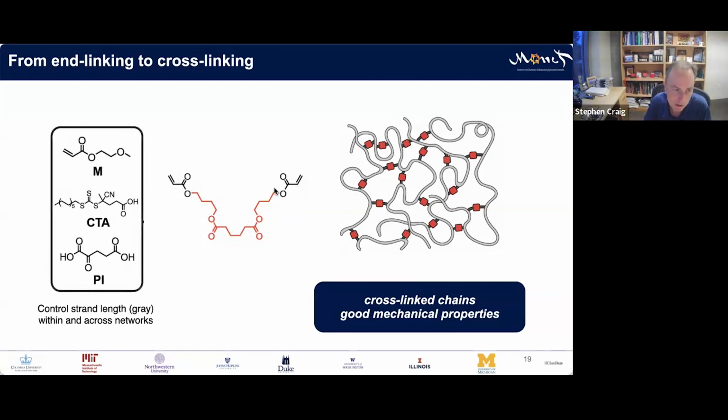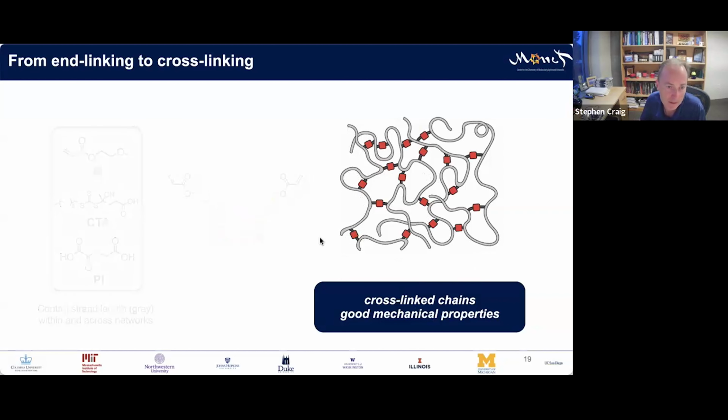The networks I will talk about are polyacrylates. They're made from this methoxyethyl acrylate shown here. So they're room temperature rubbery, kind of like a rubber band, if you will. And the polymers and networks that are made here are made through what's known as a controlled radical polymerization. For those who are familiar, this would be a RAFT polymerization. The important piece of that is that we can control the length of the gray strands within the polymer network.